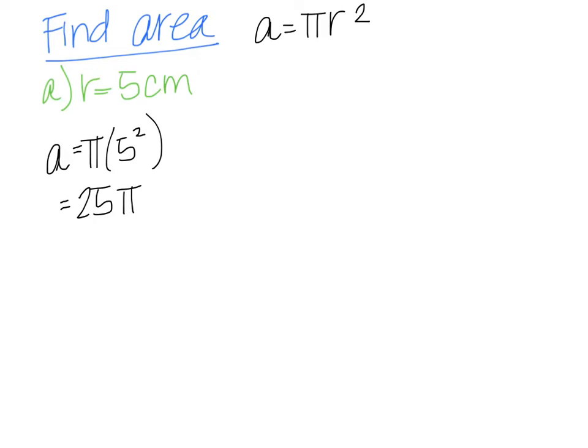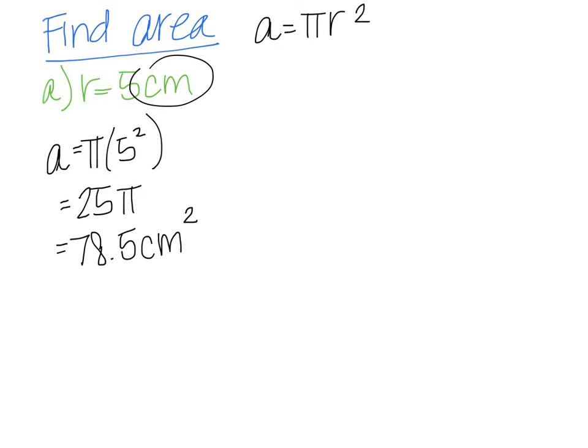Now in your calculator, do 25 times 3.14. Again, we're going to round to the nearest tenth. So you should get 78.5. And then again, we have to remember our units. So centimeters squared.